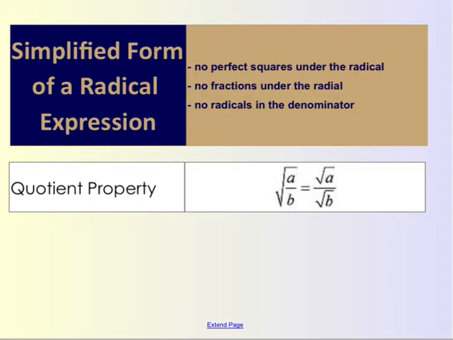the denominator. So for example, we're going to have to use this quotient property, this idea that if you take the square root of a divided by b, we can split that up into being the square root of a divided by the square root of b. So let's go ahead and put that into practice.